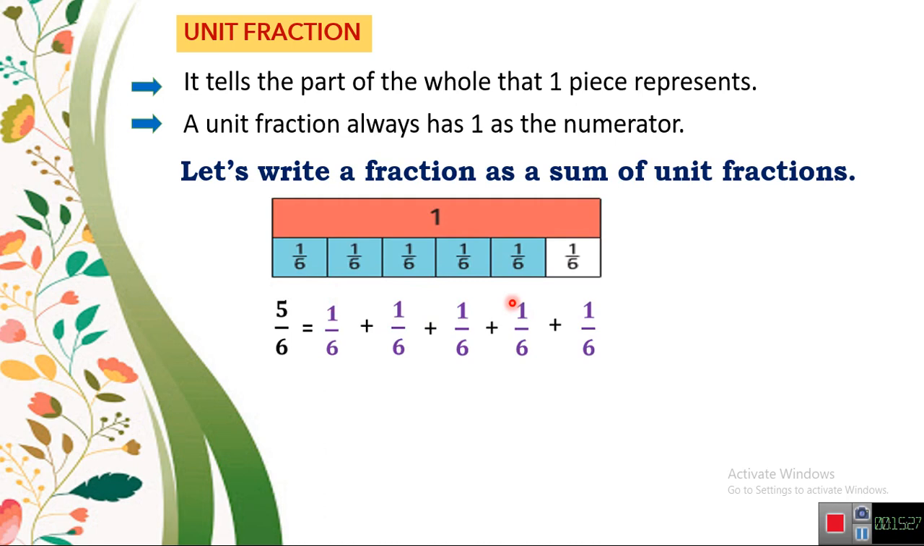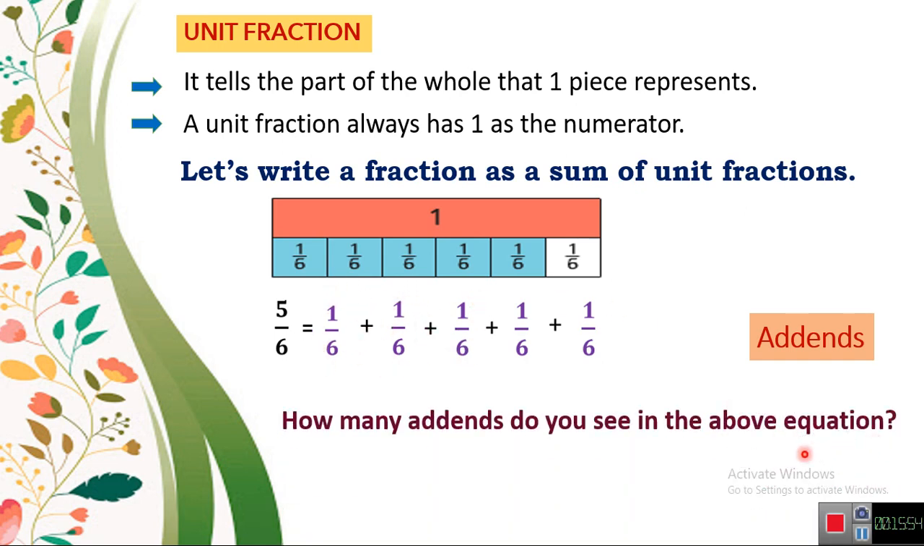Now in this case you see it's just the model of the same. You have 1, 2, 3, 4 and 5 sixths. So this is how it's represented, and this you know is called an equation. Correct? You learned it a while ago. And these are addends. And how many addends do you see in the above equation? Yes, you know it now. It's 5 addends in all.